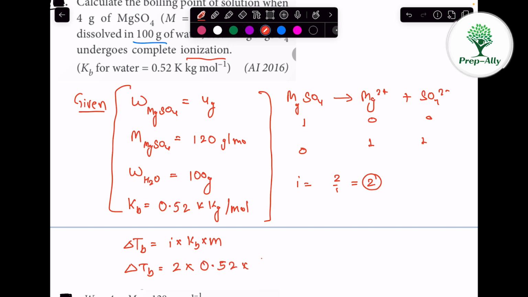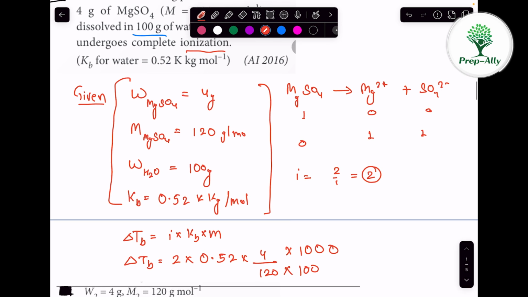So molality is given by mass of solute, 4 gram, divided by molar mass, which is 120, divided by mass of solvent. So mass of solvent is 100, but in kg, so again multiplied by 1000 here, because it is 100 divided by 1000. Now we just need to solve these values. The 20 will cancel out by these 20, and this 0 will cancel out by this.